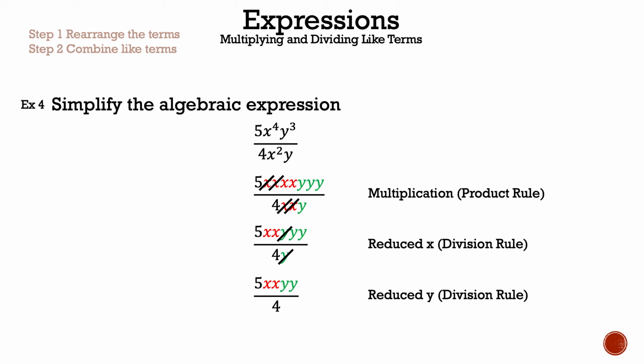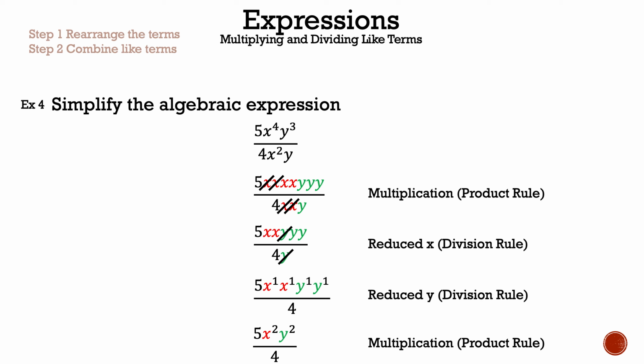2. So now we're going to add the hidden exponents just to show you what is happening. And we add the exponents for the variable x. 1 plus 1 is 2. And so we have x squared. Do the same thing for y. 1 plus 1 is 2, so we have y squared. So our answer is 5x squared y squared all over 4.